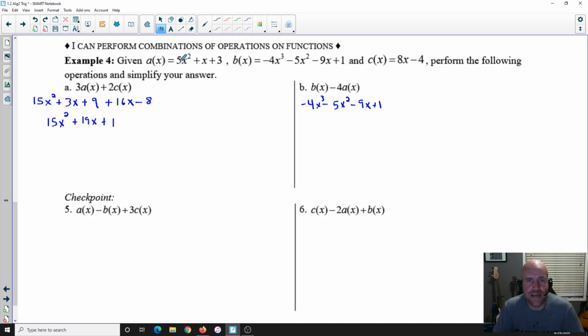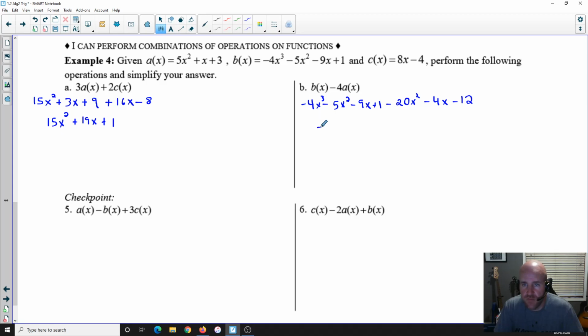So negative 4 times 5x squared is going to be a negative 20x squared. Negative 4 times x is negative 4x. And then negative 4 times 3. Oops. Yeah, negative 4 times 3 is negative 12. So once we've done this, we're going to combine like terms, because I've already dealt with the negative. I multiplied by that negative 4. So now we're just combining like terms.